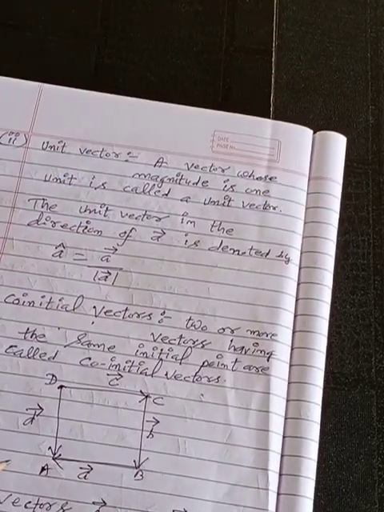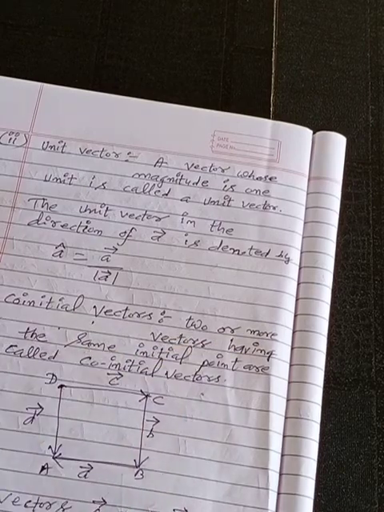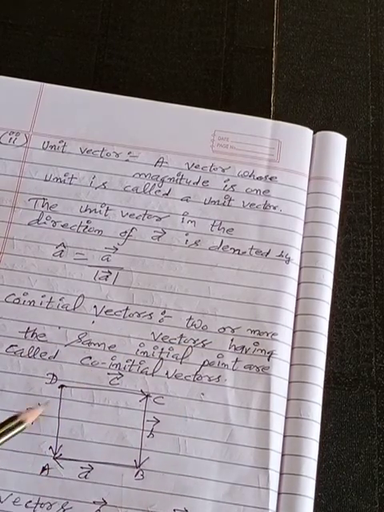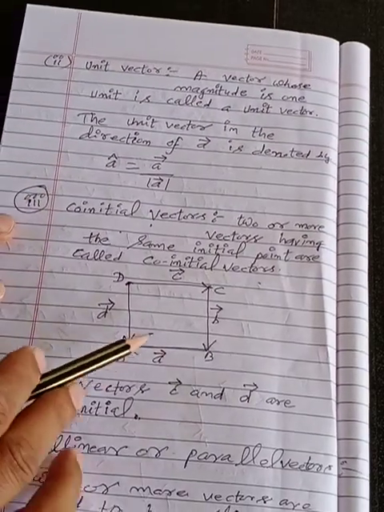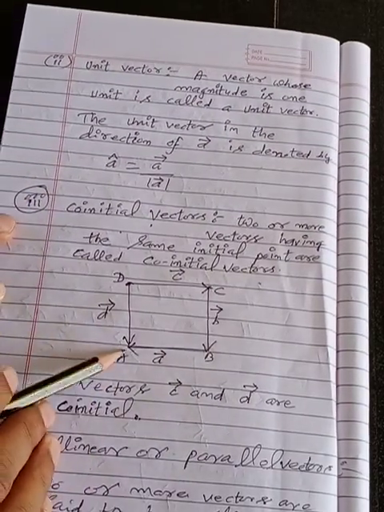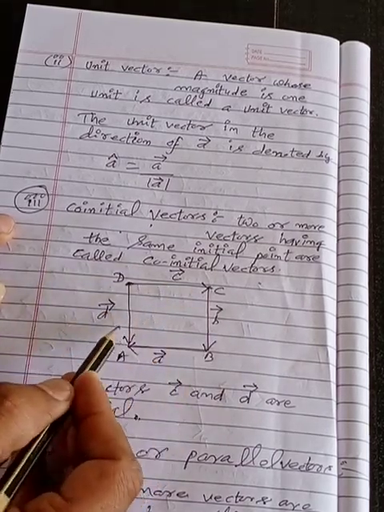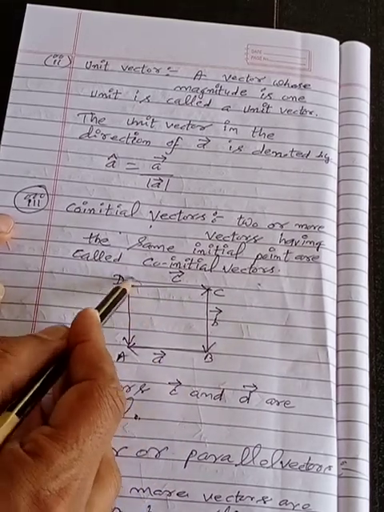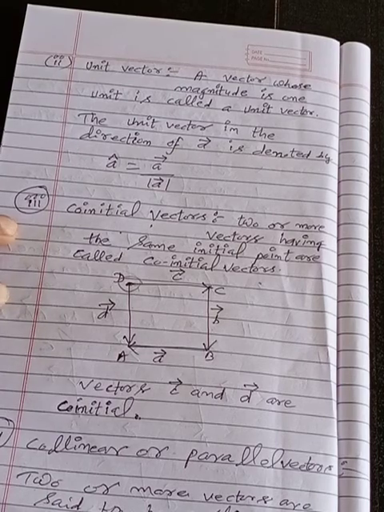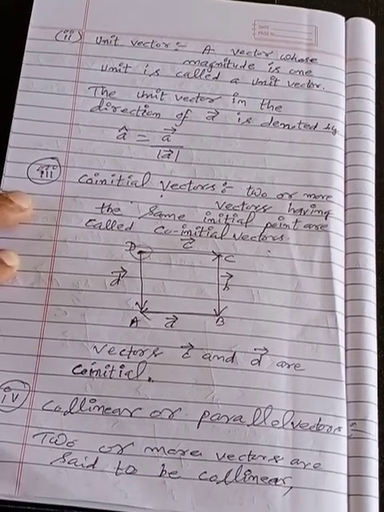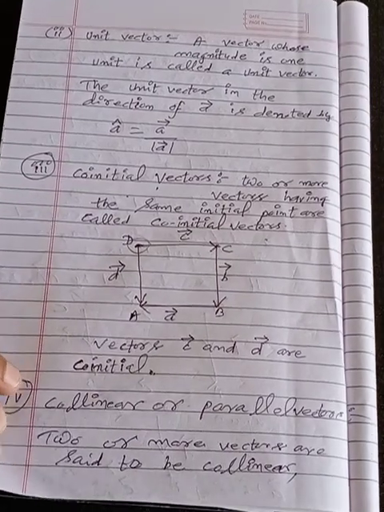Co-initial vectors: two or more vectors having the same initial point are called co-initial vectors. If you observe this diagram, you can see that vector c and vector d are co-initial because they both come from the initial point D. So these are co-initial vectors.